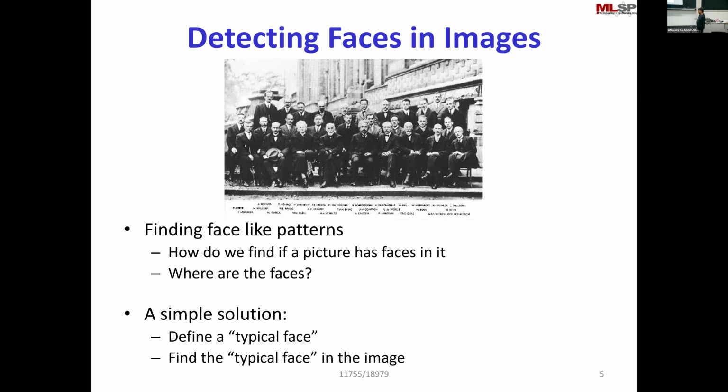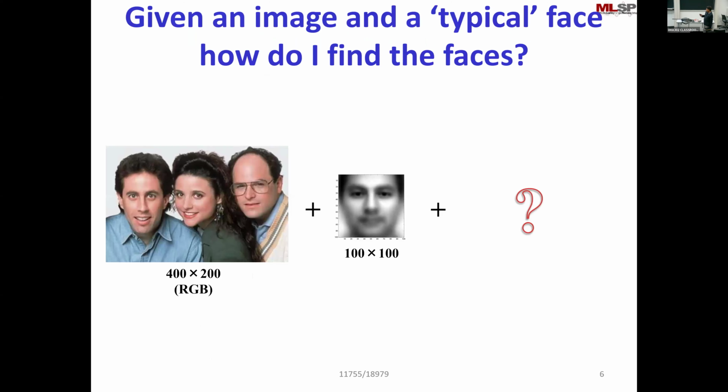Suppose I wanted to detect all the faces in this image. How would I do it? A simple solution. I know what a typical face looks like. I can go looking for the typical faces in my image. So if I started, for instance, with this image here, this is a 400 cross 200 image. I have a notion of what a typical face looks like in a standard picture from Seinfeld.